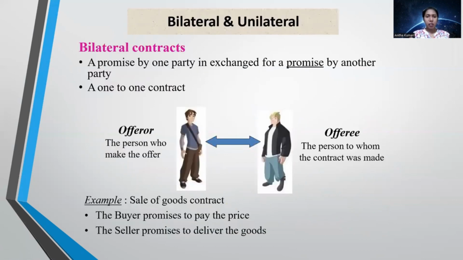There are basically two types of contract: bilateral contract and unilateral contract. What is called bilateral? Bi means two. When the contract exists between two persons, it is called a bilateral contract. For example, the buyer promises to pay a price and the seller promises to give the goods. One person makes the offer and the other person accepts it. So when the contract is created between two parties, that is called a bilateral contract.